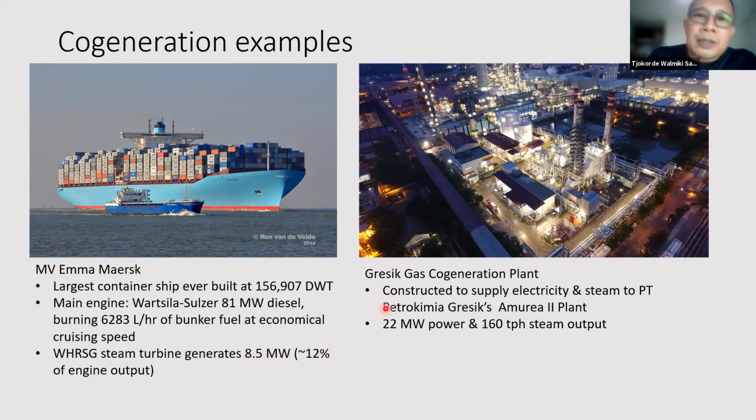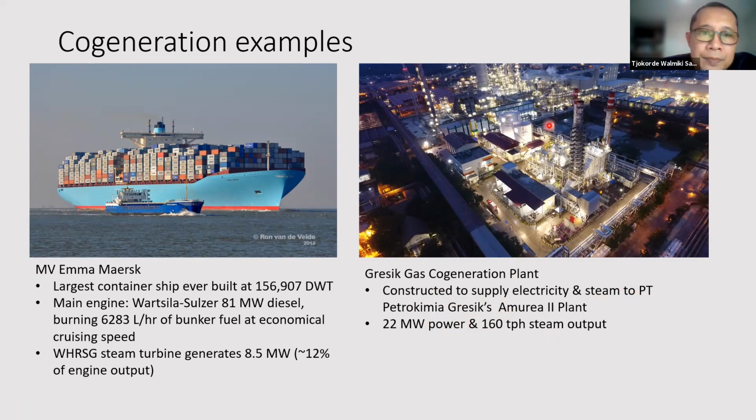All right. And the right-hand side here, this is the Crescent Cogeneration plant. This is constructed to supply electricity and steam to Petrokimia Gresik. So this power plant produces 22 megawatts of power and 160 ton per hour of steam from this one plant.